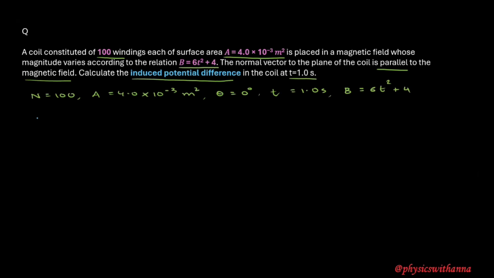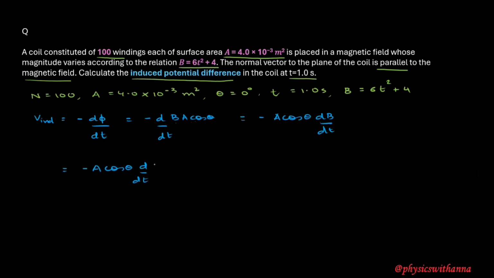Now we know from Faraday's law, induced EMF is given as negative d phi by dt, where phi is the magnetic flux, which you can write as negative d BA cosine theta over dt. Now out of this expression, only the magnetic field is changing as a function of time. So we can take A cosine theta outside of the derivative. So we get negative A cosine theta dB over dt. Now substitute for B, we get negative A cosine theta derivative of 6t squared plus 4.